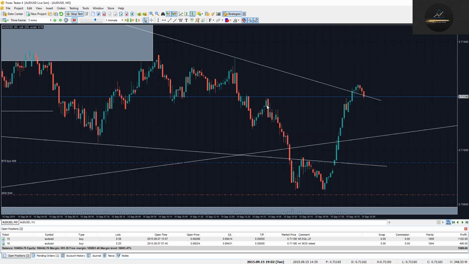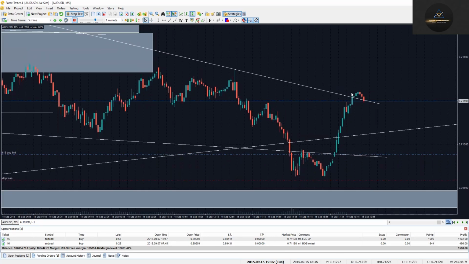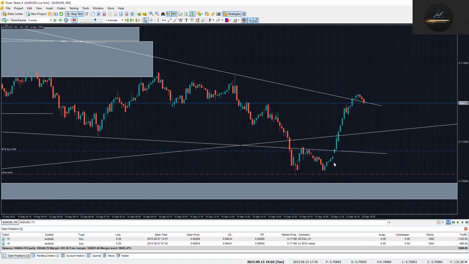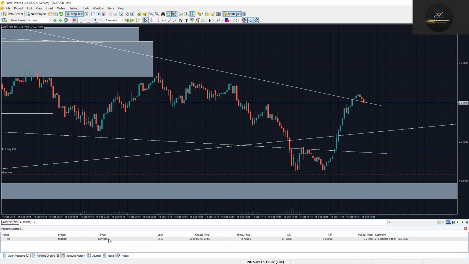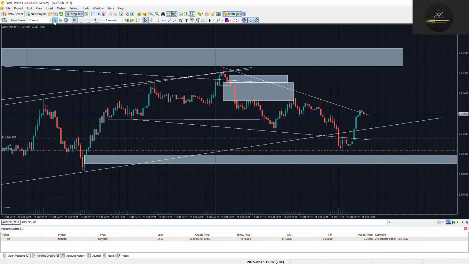All right, so we didn't get the entry here. If price comes back all the way down here after breaking the pattern, this is going to invalidate. This is a high probability that it's going to invalidate it. So this is no longer a valid entry. So now we need to look for the valid entry, and it might just be this imbalance.